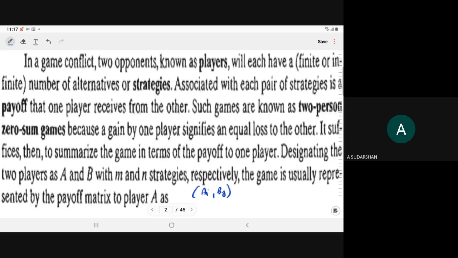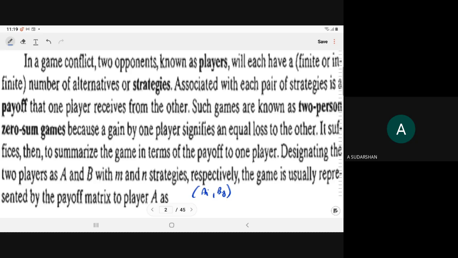So that is the payoff. Such games are known as two-person zero-sum games. Why zero-sum? Whatever player A is getting is the loss of player B, and whatever player B is losing is the gain of player A. So it is a two-person zero-sum game, because the gain by one player signifies an equal loss to the other. So it is sufficient to summarize the game in terms of the payoff of one player, either player A or player B. Whatever the gain of player A is automatically the loss of player B, so we need not mention the payoff matrix for both players. If you mention it for one player, it is automatically understandable for the other.